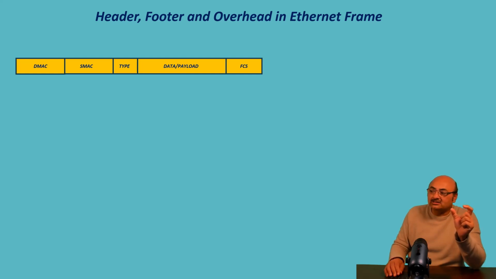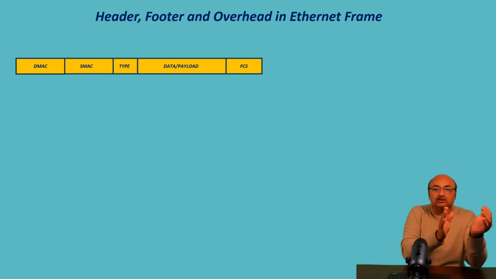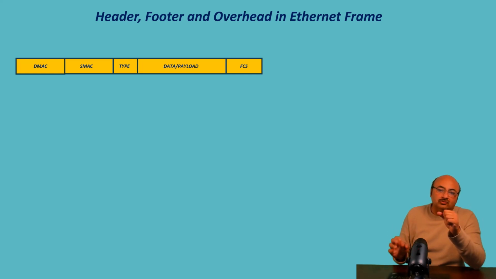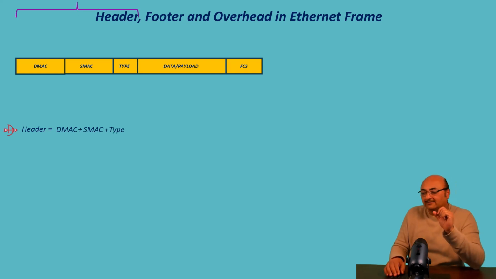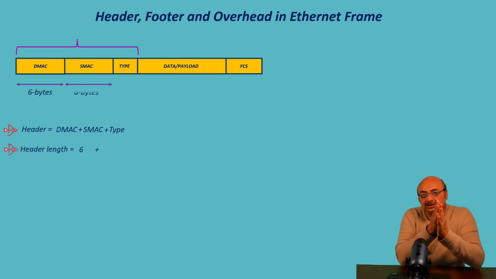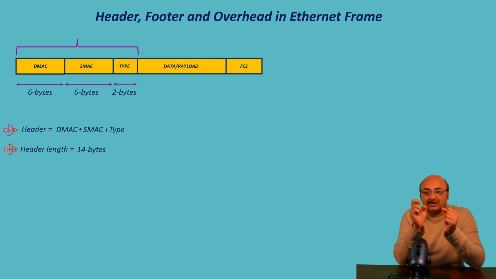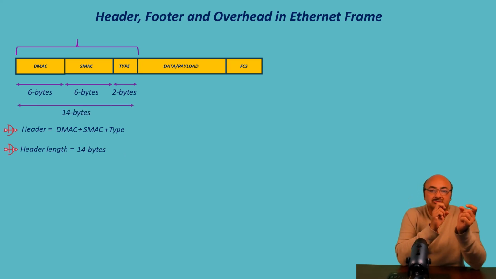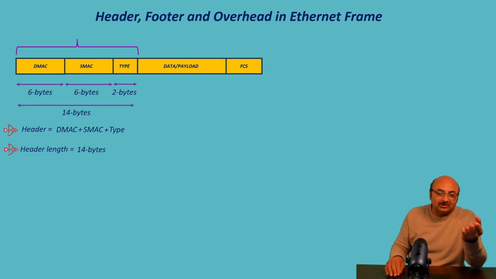The first three fields that are coming before the data field comprise what we call the header. So the header consists of DMAC, SMAC and type field. And if we add the length of these individual fields, that is what gives us the length of the header. So the header length is SMAC plus DMAC plus type size fields, which is 6 plus 6 plus 2, that gives us 14 bytes. And the purpose of the header is to convey the sender, receiver and the upper layer protocol information.